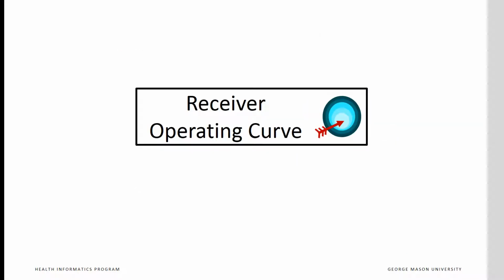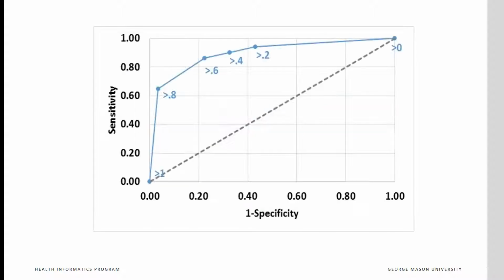The receiver operating curve plots sensitivity and specificity at different cutoff points. It helps us get a sense of overall accuracy of the predictions. In order to understand changes in specificity and sensitivity, we draw a receiver operating curve. In this curve, sensitivity is on the y-axis and 1 minus specificity is on the x-axis. The receiver operating curve plots sensitivity and 1 minus specificity at different cutoff points.